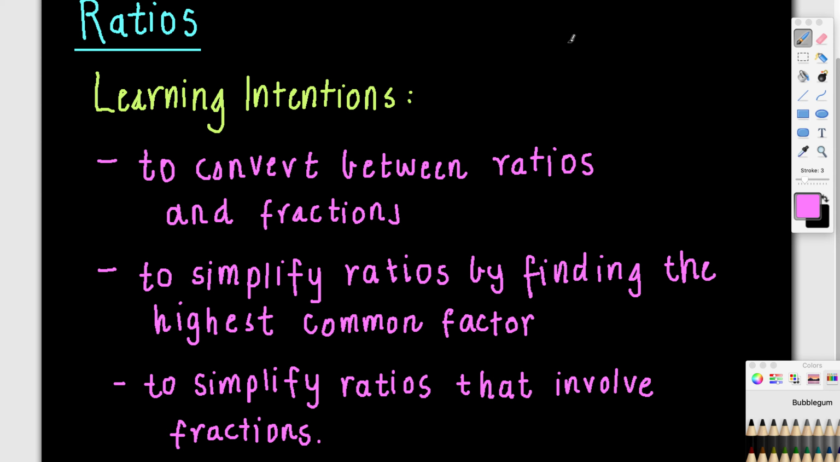And then finally we're going to look at ratios that involve fractions and how we should simplify those, because we shouldn't leave any fractions in a ratio. We want to aim to work with having whole numbers in our ratios only. So that's our intention, and that's what I'd like to, by the end of this video, have you feel confident with.